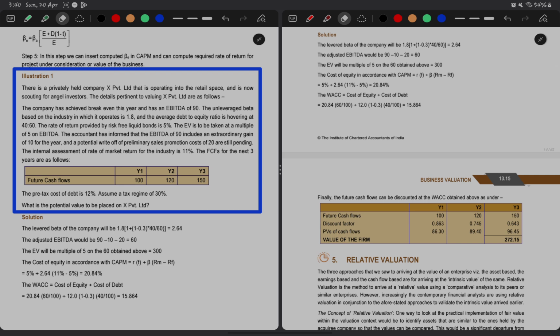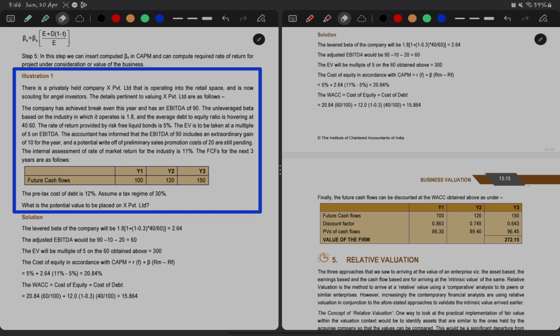What is the potential value to be placed on X Private Limited? So they are asking the value of the firm. That's what they are telling. Potential value to be placed on X Limited. Here there are two ways of calculating the potential value. So one is using this enterprise value method.